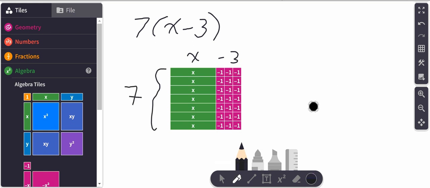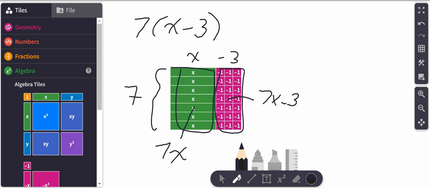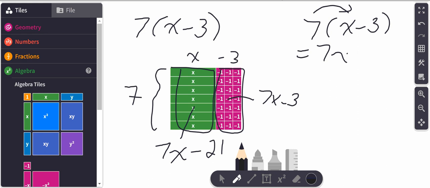So again, I think of this as area. 7 groups of x, that's 7x. 7 groups of negative 3, that's like 7 times negative 3, that's negative 21. So again, if I'm thinking about this more abstractly, 7 times x is 7x. 7 times negative 3 is negative 21. So all I'm doing is breaking this down, just like I did when I was looking at 6 times 13.